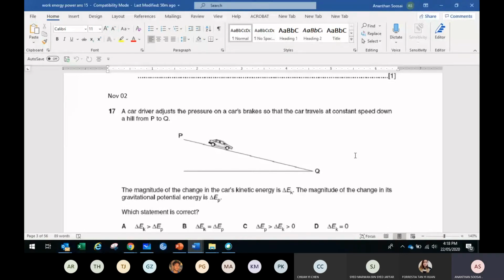So work done by the thrust equals gain in GPE, gain in kinetic, plus heat. Yeah, use that term.